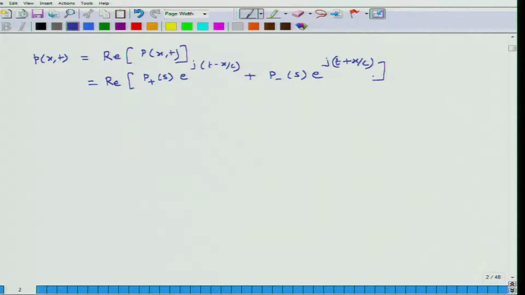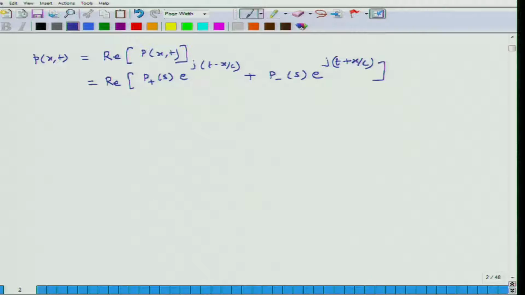In this solution there is just one term for the forward travelling wave and one term for the wave travelling backwards, but I can make this form more general by having a series of p pluses and p minuses. So I could have p plus 1, p plus 2, p plus 3, and so on, but for the sake of simplicity we are just considering one term for the forward travelling wave and one term for the wave which is travelling in the backwards direction. Okay, a couple of other things.